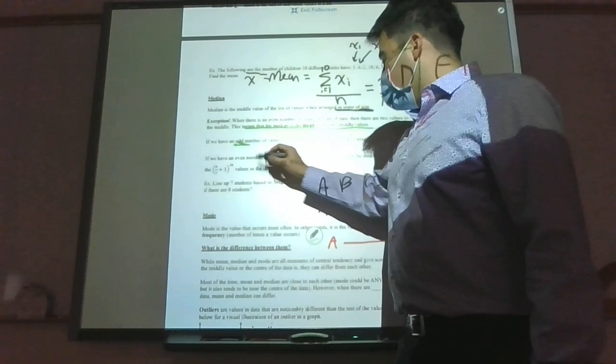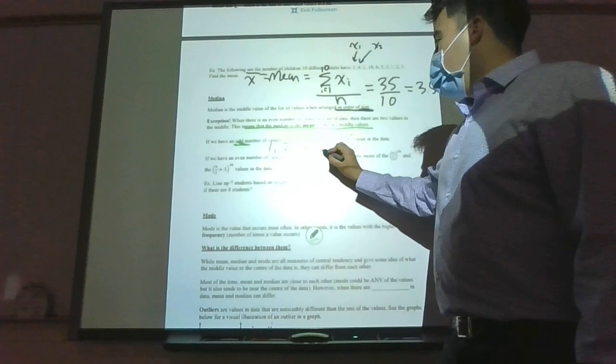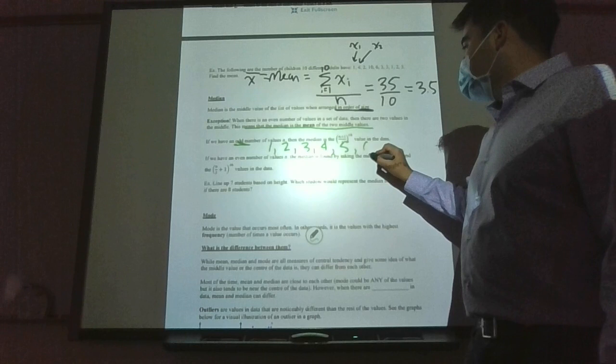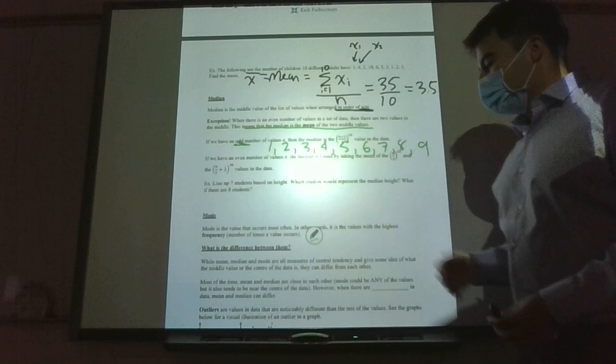So let me erase this. Let's say I give you the values 1, 2, 3, 4, 5, 6, 7, 8, and 9. So I have nine pieces of data, and let's just say that they literally go one all the way up to nine. It's not very fun. Sorry, guys. It's not a fun example, but I just want to show you what I mean by this.